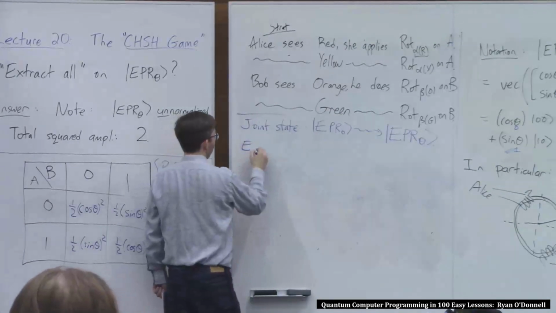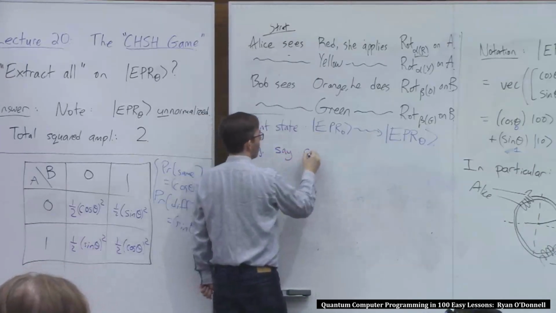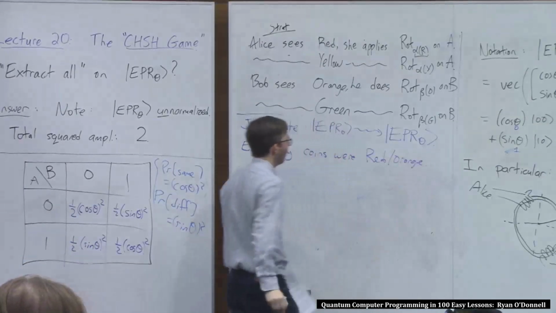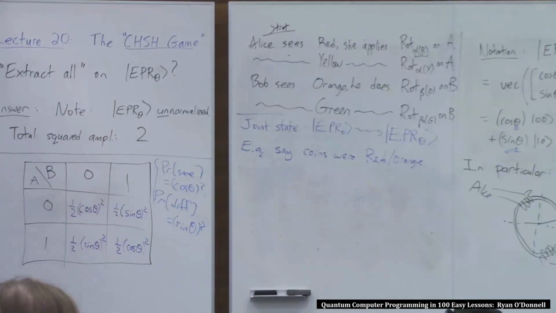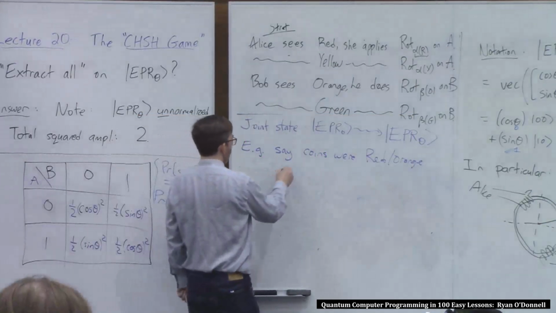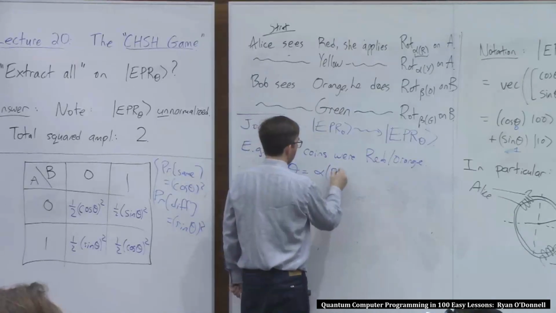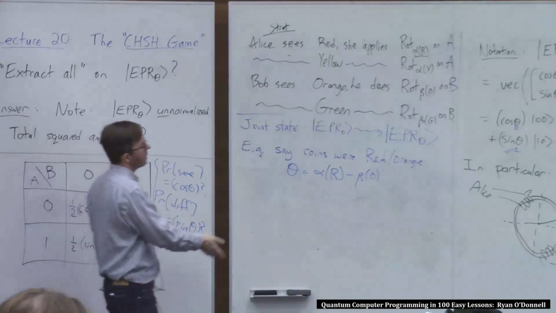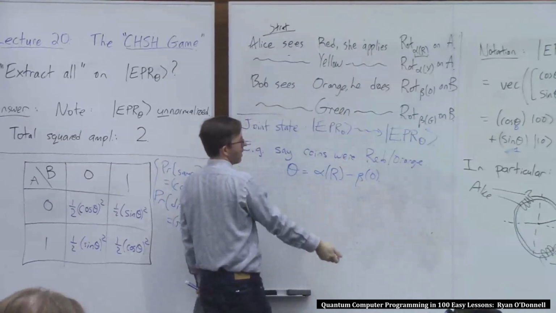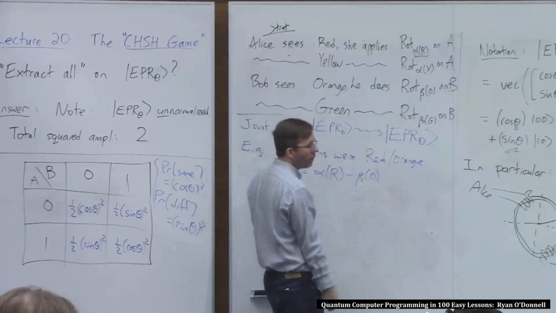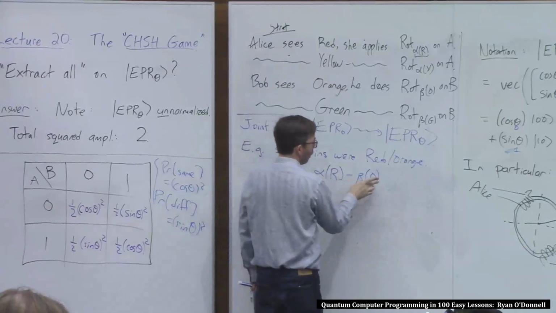And let's do an example. Let's say the coins were red-orange. Okay. Then, well, you tell me, what will theta be in this case? Yeah. So in this case, theta will be the red angle minus the orange angle. Because, well, it's off the board now, but Alice rotates by the red angle in this case, so theta gets the red angle added to it. Bob does rotation by beta orange, so the angle gets beta orange subtracted from it. And the angle started out at 0, so the new angle is the red angle minus the orange angle.